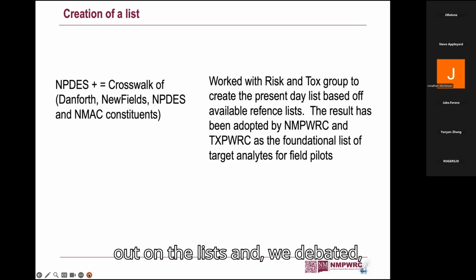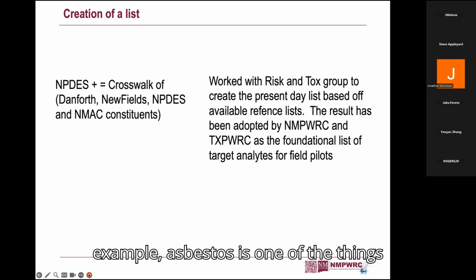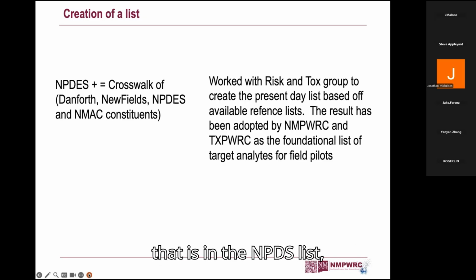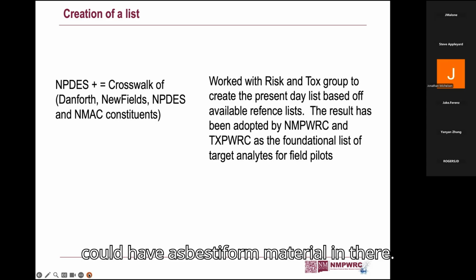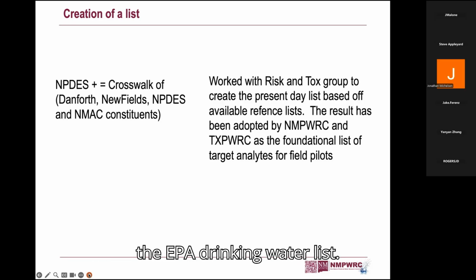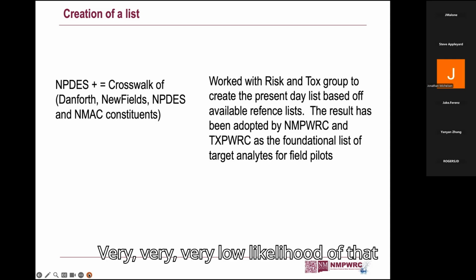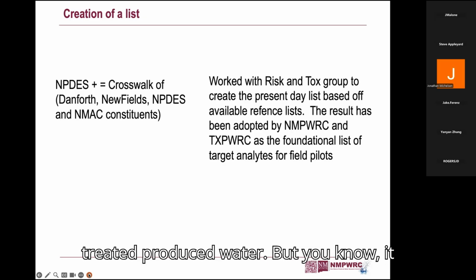And we debated, well, do we really need to include, for example, asbestos, which is one of the things in the NPDES list, because in some areas geologically you could have asbestiform material in there. And I think that's one of the things in the EPA drinking water list. Very, very, very low likelihood of that being in raw produced water, let alone treated produced water. But it made the list.